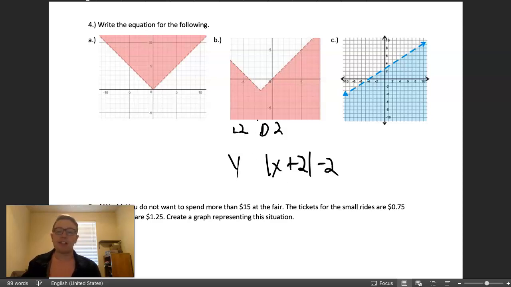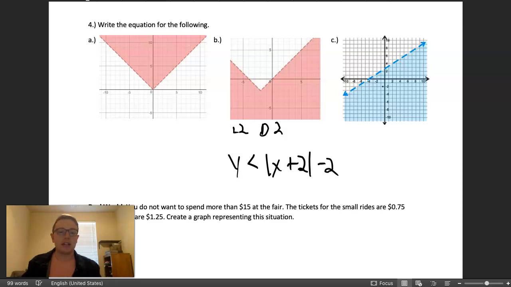And finally, we have to determine the sign. This one's dashed, meaning that it's not going to be equal to. And is it above or underneath? It's underneath. All of our values are smaller than this graph, meaning that we're going to need a less than sign. So our answer is y is less than the absolute value of x plus 2, minus 2. And then finally, one more of these for practice.